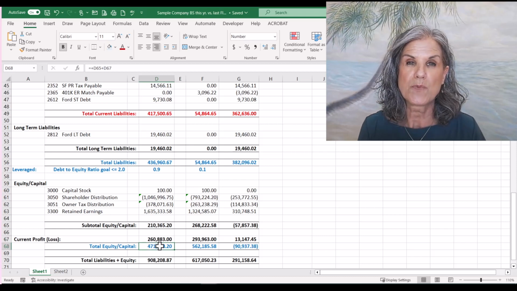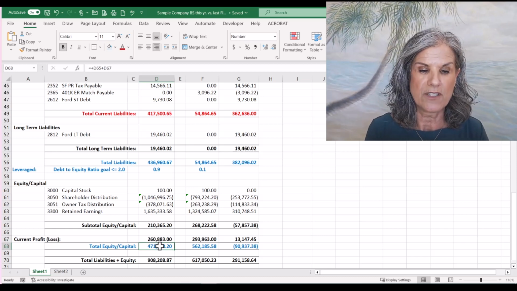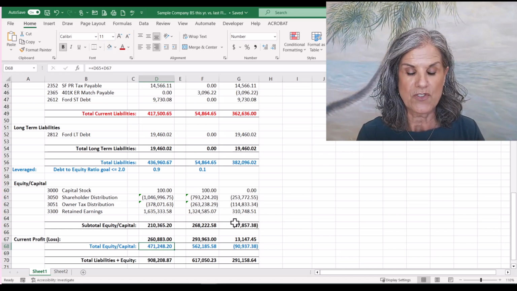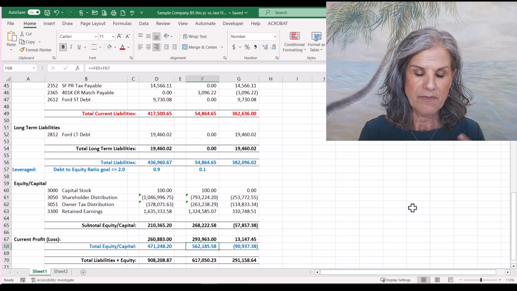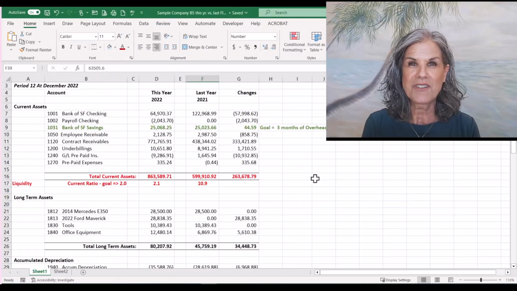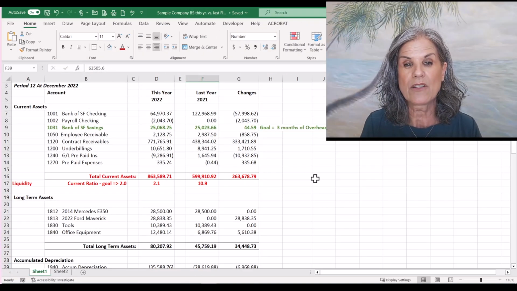So the equity for this business happens to be $471,250. This year, last year, it was slightly higher. The things that affect your equity are when you take distributions, your equity goes down. So what do you do with that information, right? Like how can that help you?